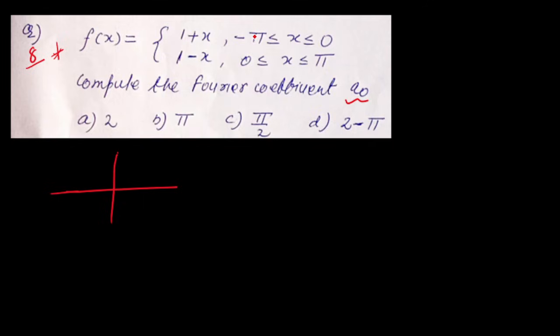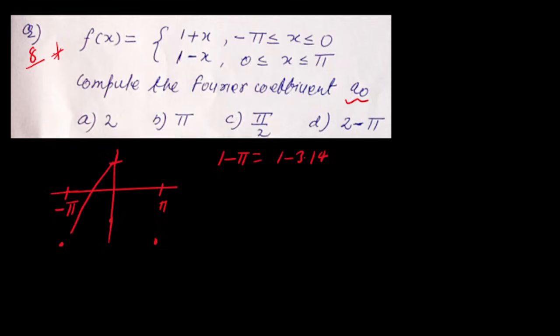If you look at this, the Fourier series has to be written in the interval minus pi to pi, right? So at 0 the function value is 1, and at minus pi the function value is 1 minus pi. So 1 minus pi is approximately 1 minus 3.14, somewhere around here, so I will get a point here. At pi it will again be 1 minus pi, so I will get a point somewhere around here.